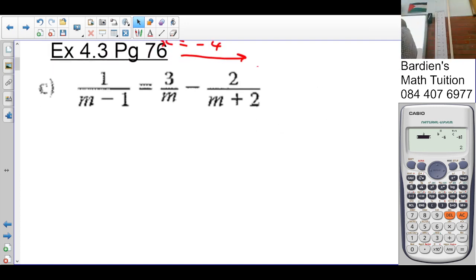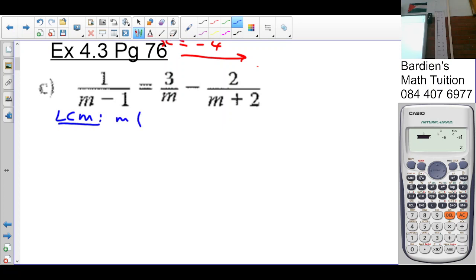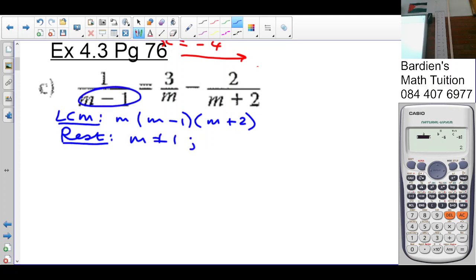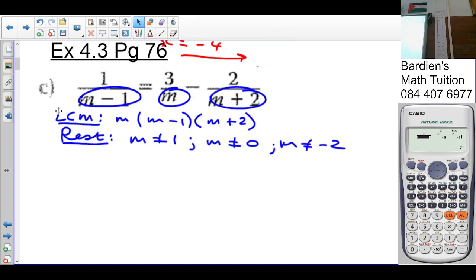Right, see, what's my LCM here? What's your LCM? M into M minus 1, M plus 2. What's my restriction? M can never be equal to? What can't M be here? 1. What can't M be there? 0. What can M not be equal to then? You all okay with that? Right.